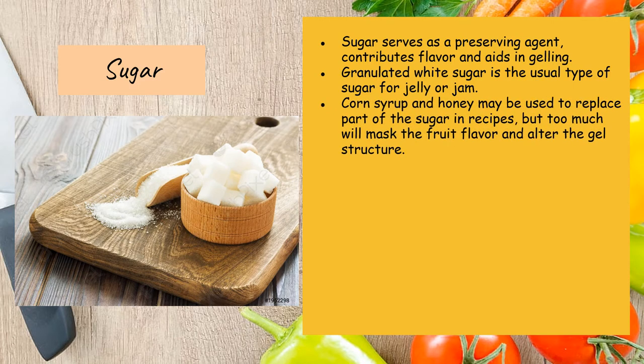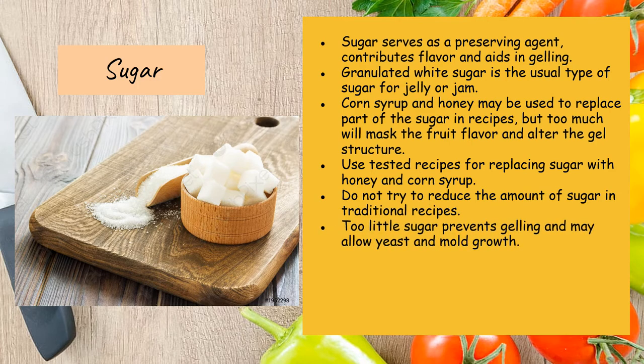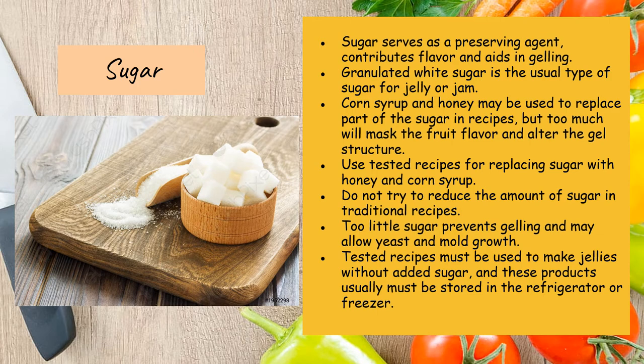Corn syrup and honey may be used to replace part of the sugar in recipes, but too much will mask the fruit flavor and alter the gel structure. Use tested recipes for replacing sugar with honey and corn syrup. Do not try to reduce the amount of sugar in traditional recipes. Too little sugar prevents jellying and may allow yeast and mold growth. Acid recipes must be used to make jellies without added sugar, and this product usually must be stored in the refrigerator or freezer.